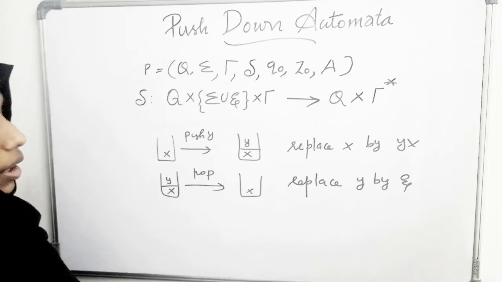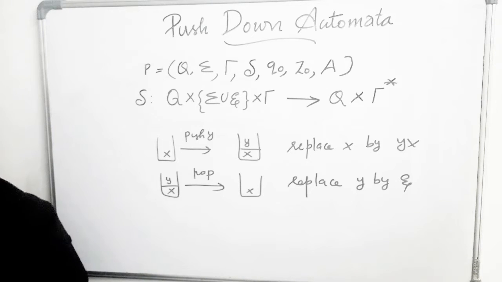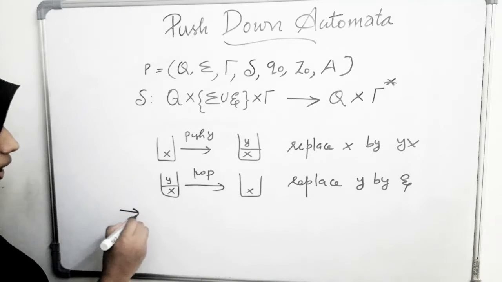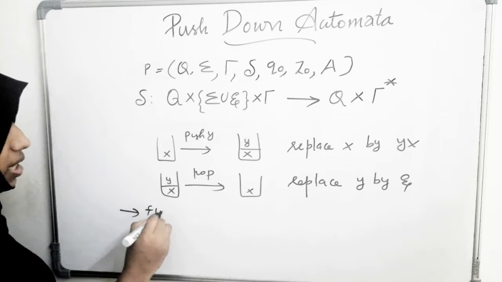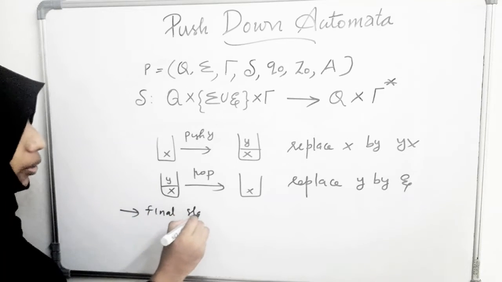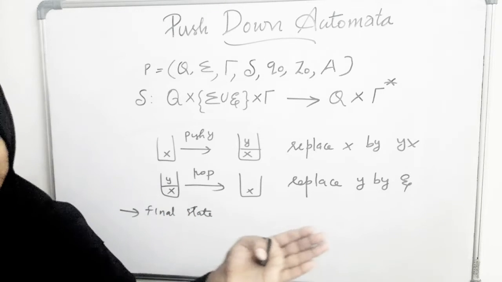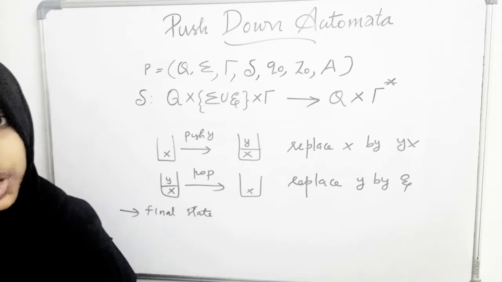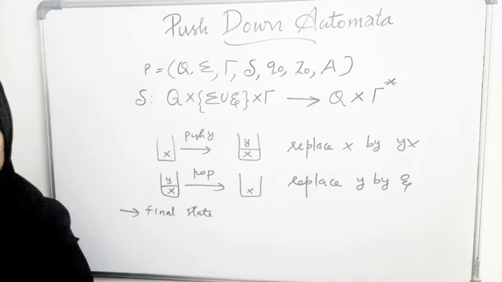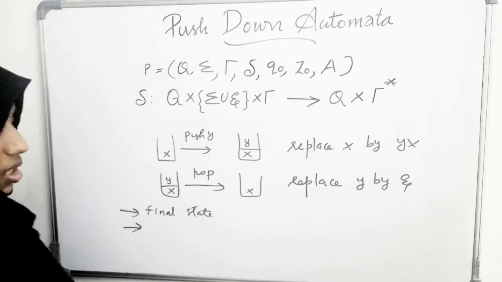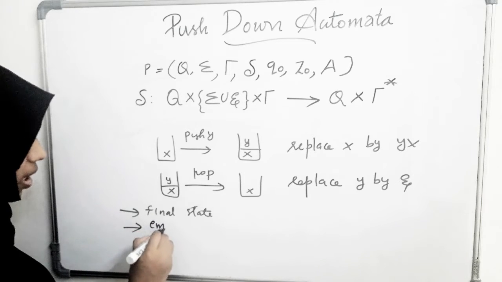Now, a PDA can accept a string in two ways. The first is acceptance by final state, just like we do in the case of DFAs and FAs. Once we reach a final state, we can say that the string is accepted. That is one way of acceptance. The second way of acceptance is acceptance by empty stack.